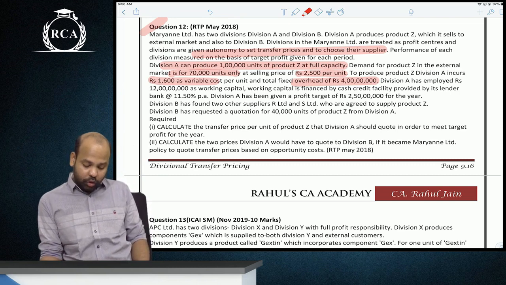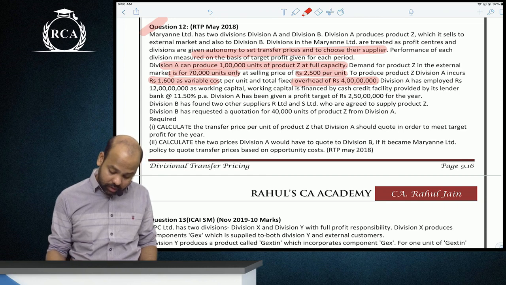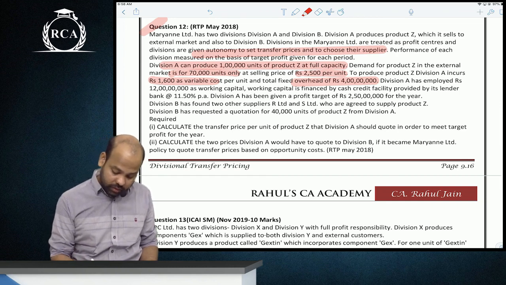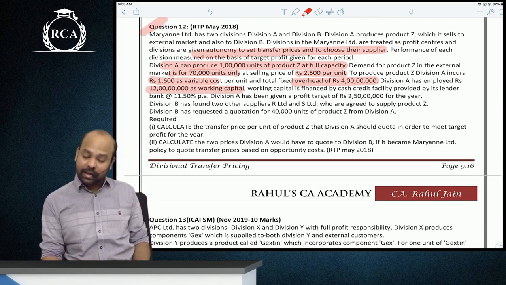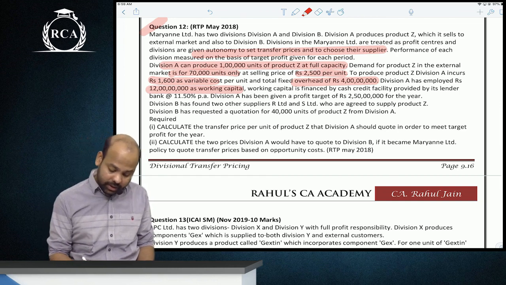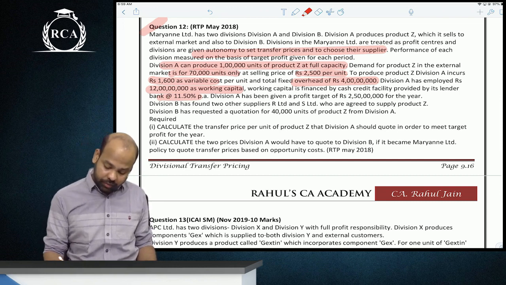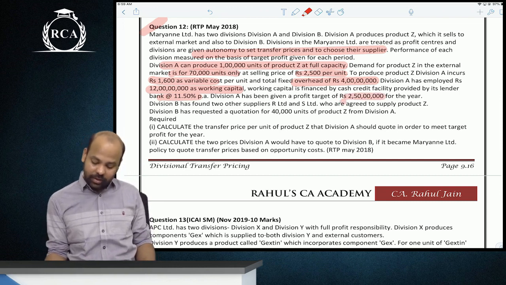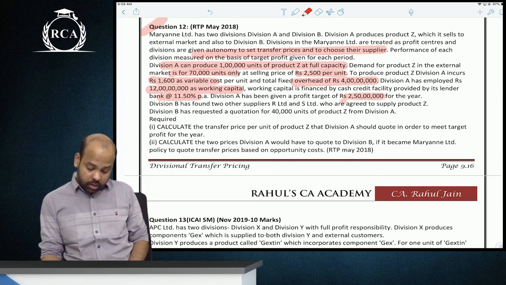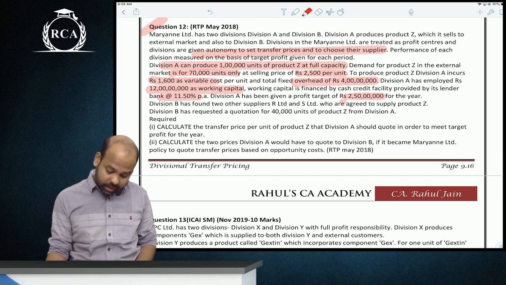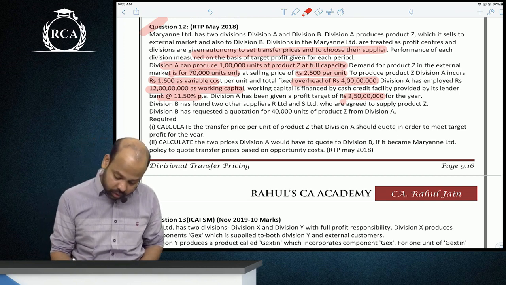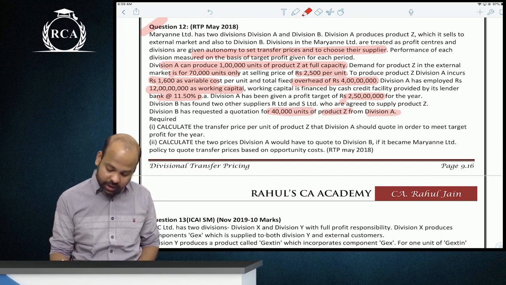Division A has employed 12 crores as working capital. Working capital is financed by a cash credit facility provided by its lender at 11.5% per annum. Division A has been given a profit target of 2 crores 50 lakhs for the year. Division B has found two other suppliers, R Limited and S Limited, who are willing to supply product Z. Division B has requested a quotation of 40,000 units of product Z from Division A.